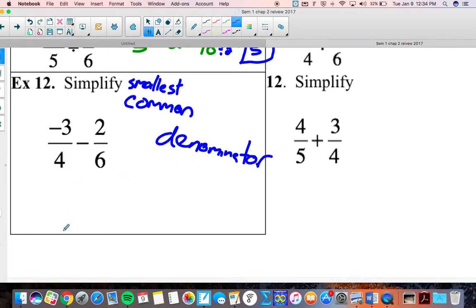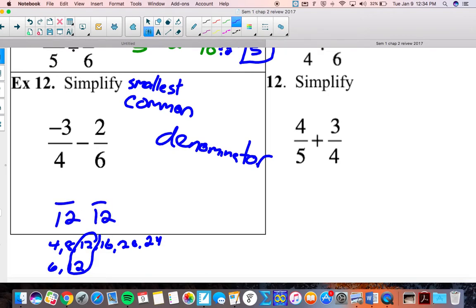So 4 goes into, let's list the multiples of 4. 4, 8, 12, 16, 20, 24. Sure enough, there's that 24. Let's list the multiples of 6. 6, 12. 4 and 6 both go into 12. So 12 is also a common denominator. 12 is the least common multiple, the least common number that goes into the multiples of 4 and 6.